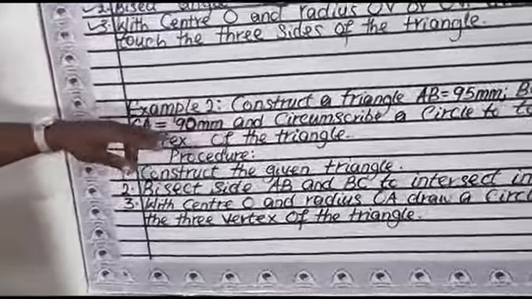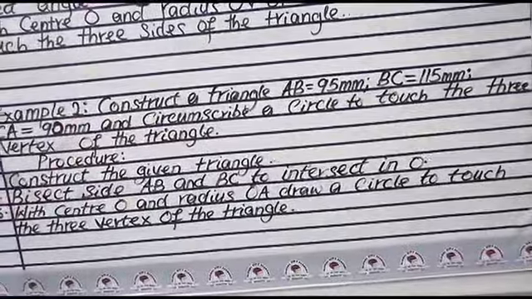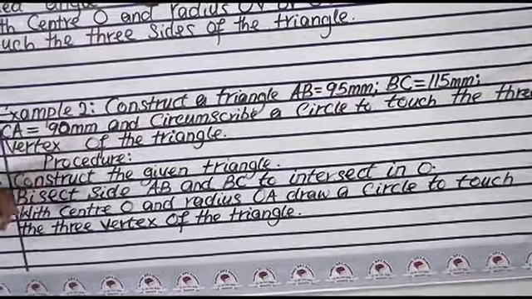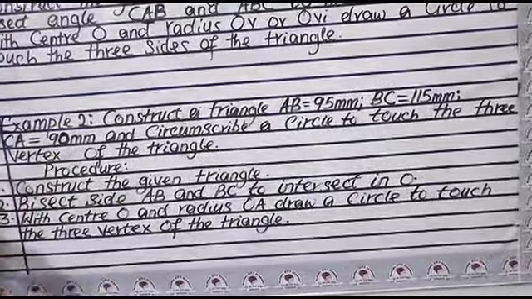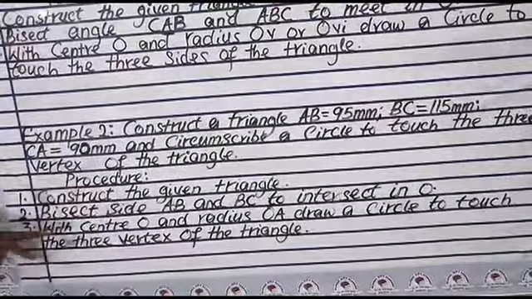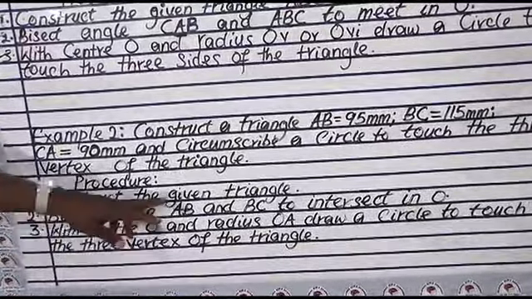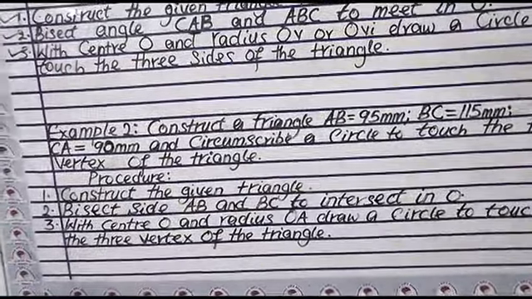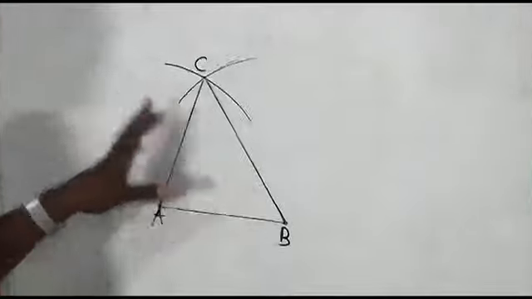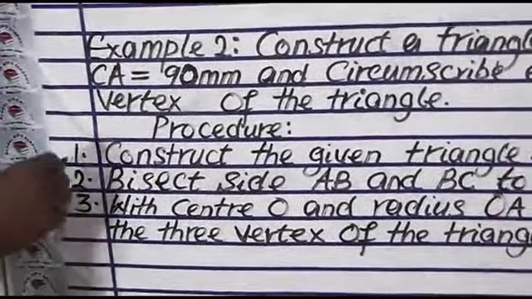It has to construct a triangle AB, 95 mm, BC, 105 mm, and CA, 90 mm, and circumscribe a circle to touch the three vertices of the triangle. Right? So now we still have the procedure here, and we're going to start with the first one. We have to construct the given triangle. If you take a look, we have already constructed the given triangle, and I believe we can do that. Okay? So let's go to the second step there.